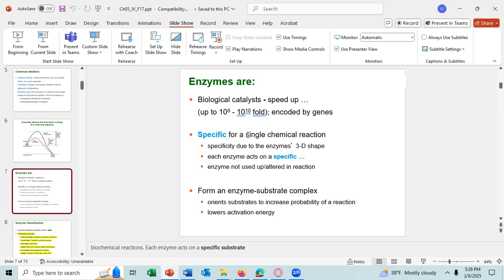When the enzymes are working, like I said, they form an enzyme substrate complex where the enzyme actually binds to the substrate. The orientation of the enzyme and the substrate, and then the binding of the enzyme to the substrate, increases the probability of the reaction occurring. And what it does is it lowers the activation energy by putting stresses on the bonds of the reactant, so the reactant can more easily change to the products.